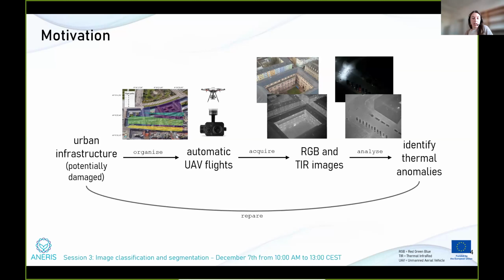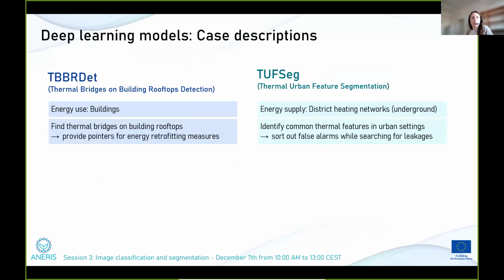As I described in the beginning in my agenda, I want to discuss two different use cases. One of them being thermal bridges, so buildings, so the actual energy users. And so the point of this model is to find thermal bridges on building rooftops. What are thermal bridges? Well, they're weak points in usually the entire building envelope, which just allow heat to pass through more easily. And so to mitigate this, we can identify these thermal bridges and provide thus pointers to different building owners and city officials for energy retrofitting measures.